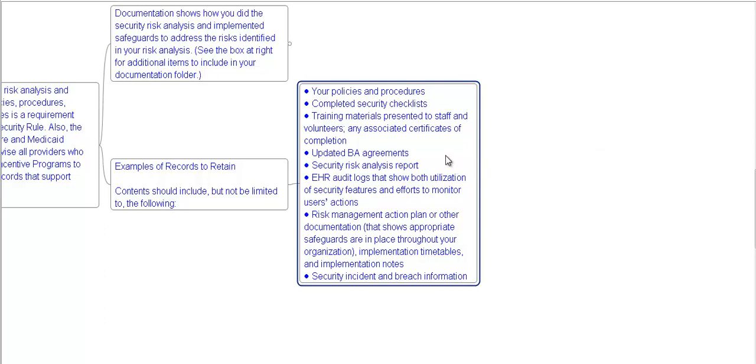security risk analysis reports, electronic health record audit logs that show both utilization of security features and efforts to monitor user actions, risk management action plans or other documentation that shows appropriate safeguards are in place throughout your organization, implementation timetables and implementation notes, security incident and breach notifications.